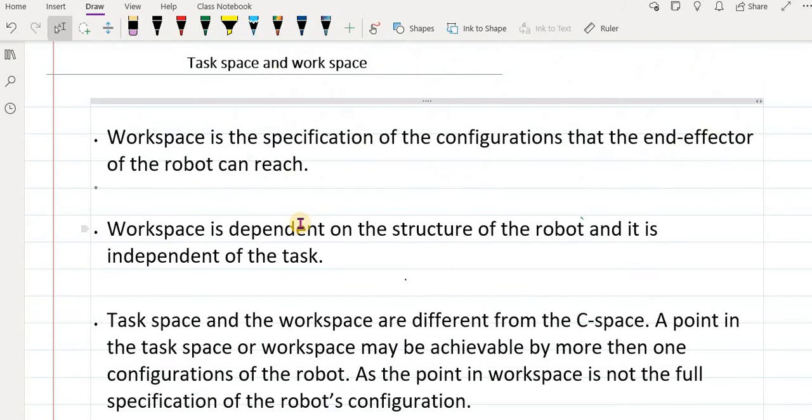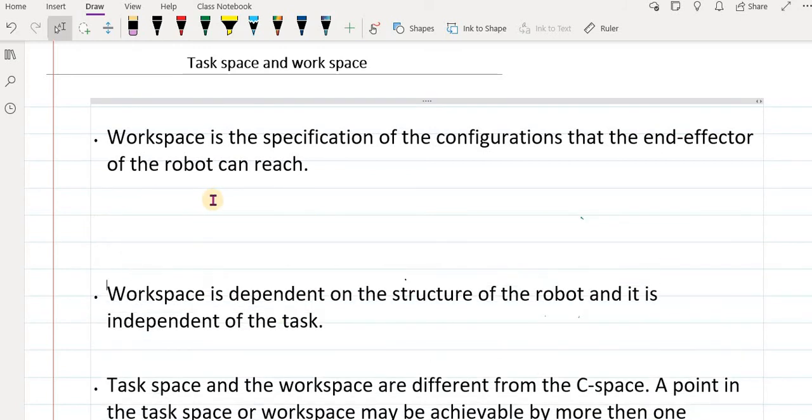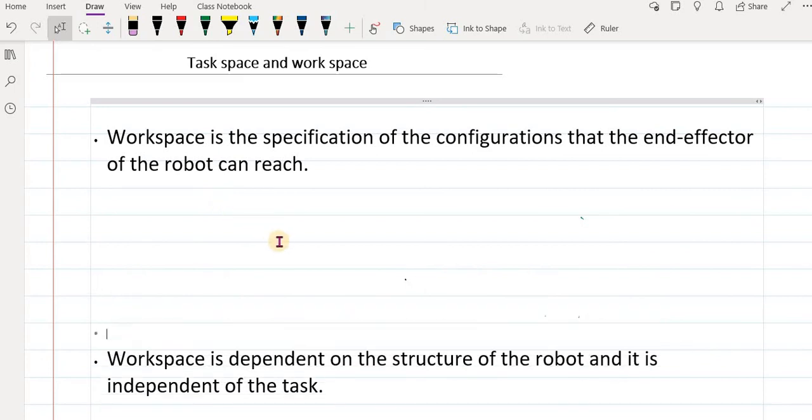Now we shall see what the workspace is. A workspace is the specification of the configurations that the end effector of the robot can reach. So in the workspace, we are concerned about the end effector and the positions or configurations where the end effector can reach around the space of the robot. So it's literally related to the possible reachable positions of your end effector.